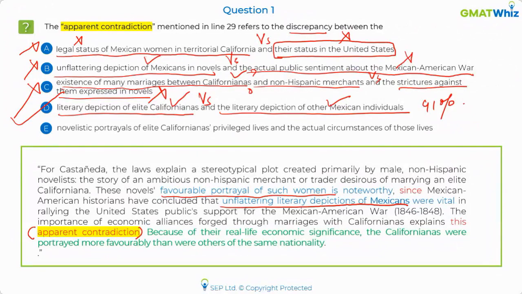Let me bring up the polls because 40% of you marked this. Did this session help you perform better at this question? Novelistic portrayals of elite Californianas. Here it's right, but privileged lives? No. Distortion. Actual circumstances of those lives? No. So E is out. D is the correct answer. Yes.